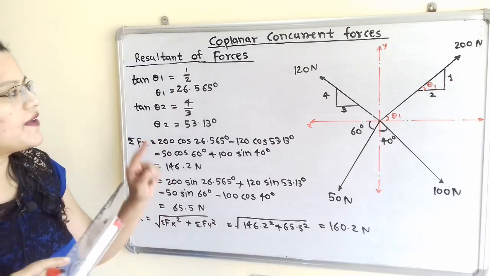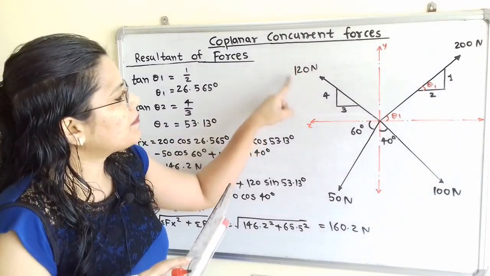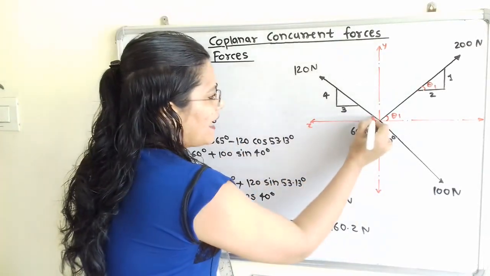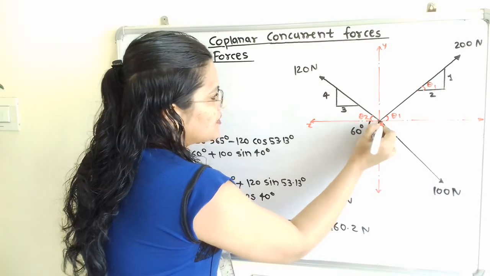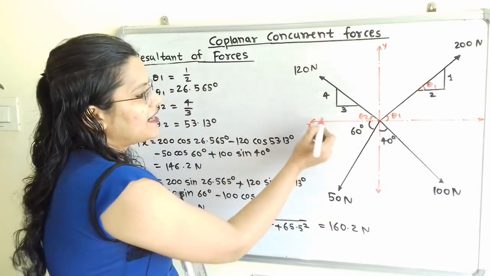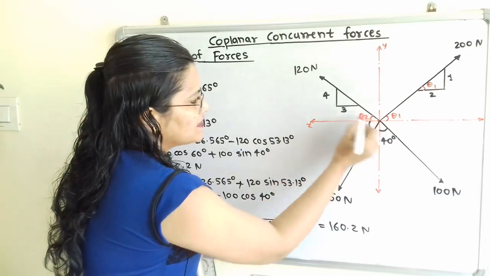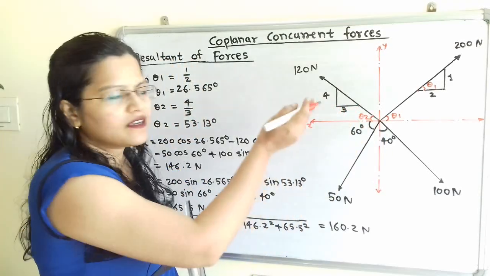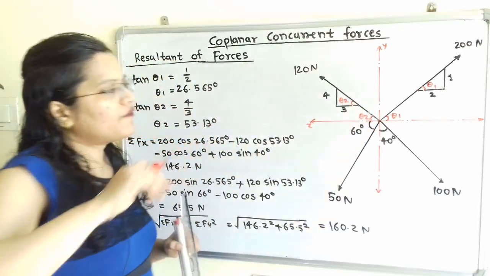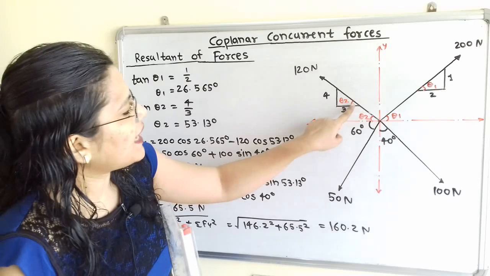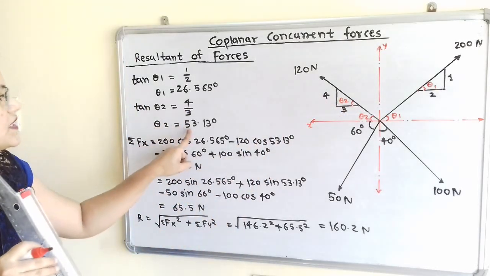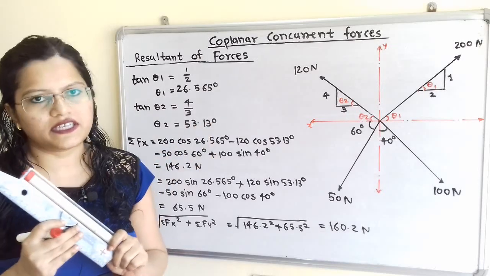Now in the same way we will find the angle made by the 120 Newton force with the horizontal x-axis. This angle will be theta2. Now this is the same slope, the same inclined line, and this x-axis and this horizontal line are parallel to each other. So here is also angle theta2. From this triangle we can say that tan of theta2 is equal to 4 by 3, and therefore theta2 is equal to 53.13 degrees.